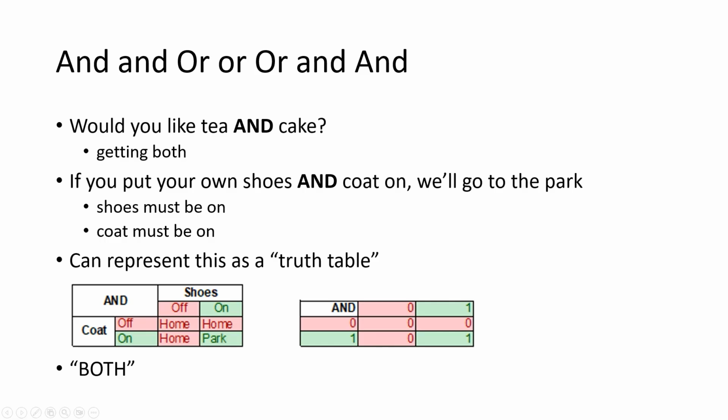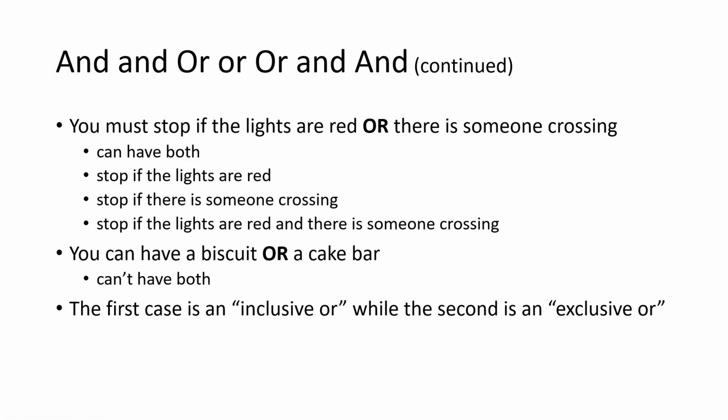That's the easy one. If we look at OR, so you must stop if the lights are red or there is someone crossing. Quite clearly we can have both here. So we have to stop if the lights are red, not unreasonable. We have to stop if there's already somebody on the road crossing in front of us, we don't want to kill them. If the lights are red and there is someone crossing, then we also stop. But we can also have the phrase in English, you can have a biscuit or a cake bar. Now, you might want both, but you're not getting both. So you can have one or the other.